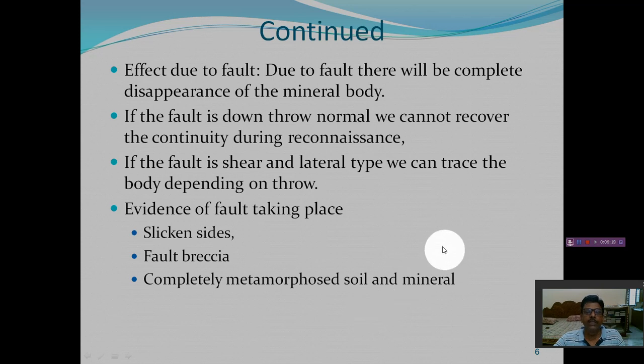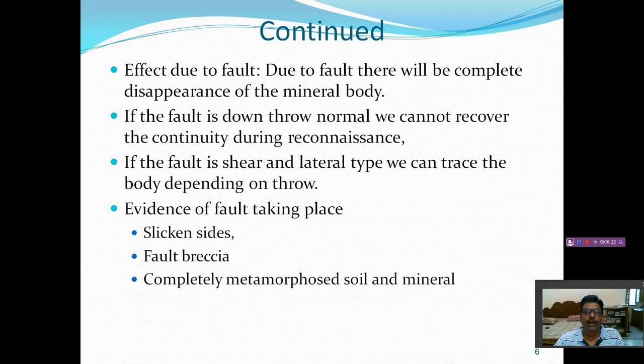Next, effect due to fault. If there is a fault, the ore body will completely disappear. You can't find it. The fault can be either down throw or normal. We cannot recover the continuity at all. Now, in this class, I really can't explain to you about down throw and normal. You can visit some of my geology classes where I teach MSc geology people.